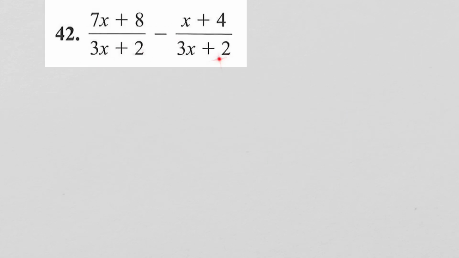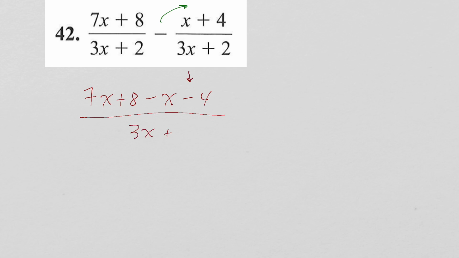Alright, these already have a common denominator. Be careful, this is a minus, so this is going to distribute. So when I combine the numerators, I'm going to have a 7x plus 8, and then I'm going to take that negative and distribute it through, and I'll get a negative x minus 4. So this is the place where people will sometimes make a mistake. But now that's over the common denominator.